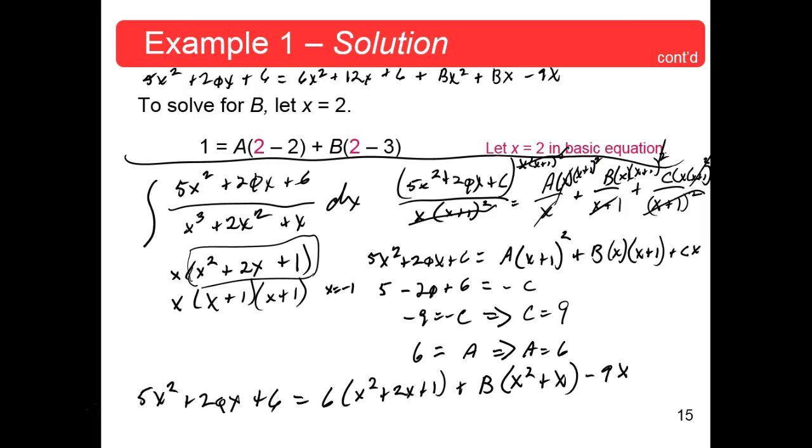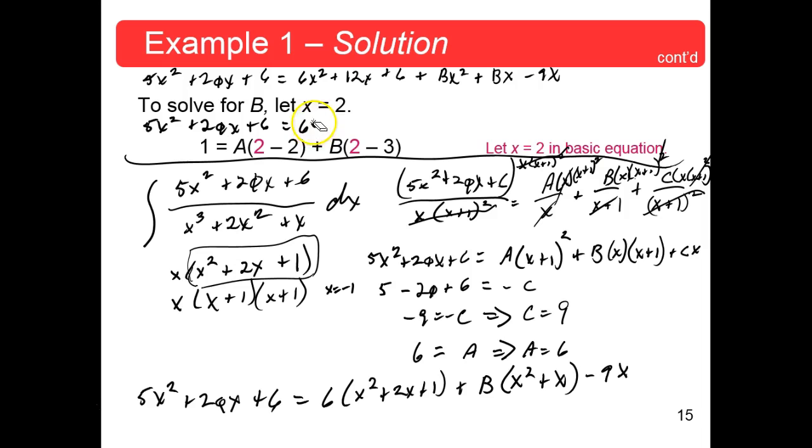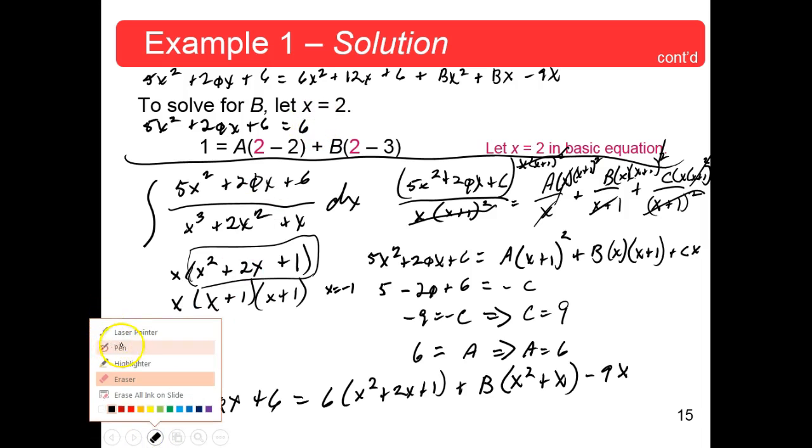Now, still got a little bit of simplifying to do. So it's going to be 5x squared plus 20x plus 6 is equal to 6x. Okay. I'm going to do a little something else to simplify. Hopefully this won't be skipping too many steps.